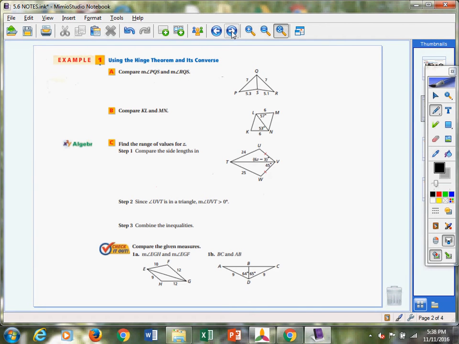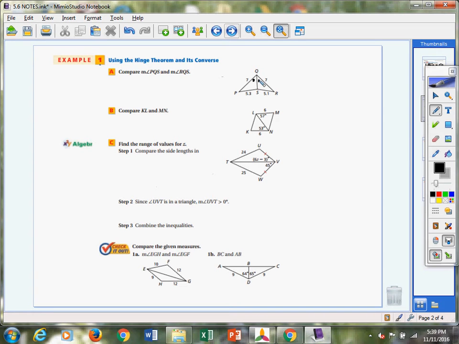So now let's apply Hinge theorem and its converse to a couple of situations. They want us to compare the measure of angle PQS, which is this angle right here, I'll put a little dot here, and the measure of angle RQS, which is this angle right here, okay? So PQS and RQS. Now, as you're thinking about it, let's look at what we do know, so we can figure out, are we using the theorem or are we using the converse, okay?